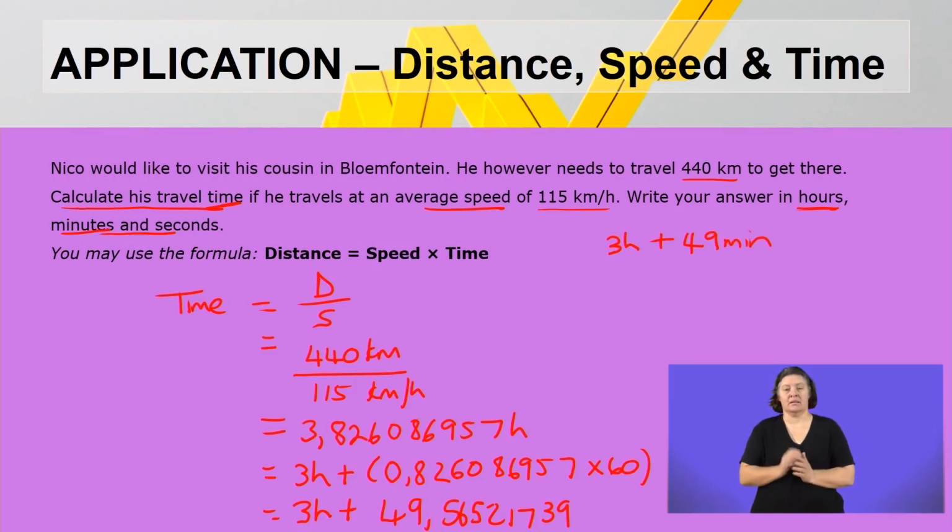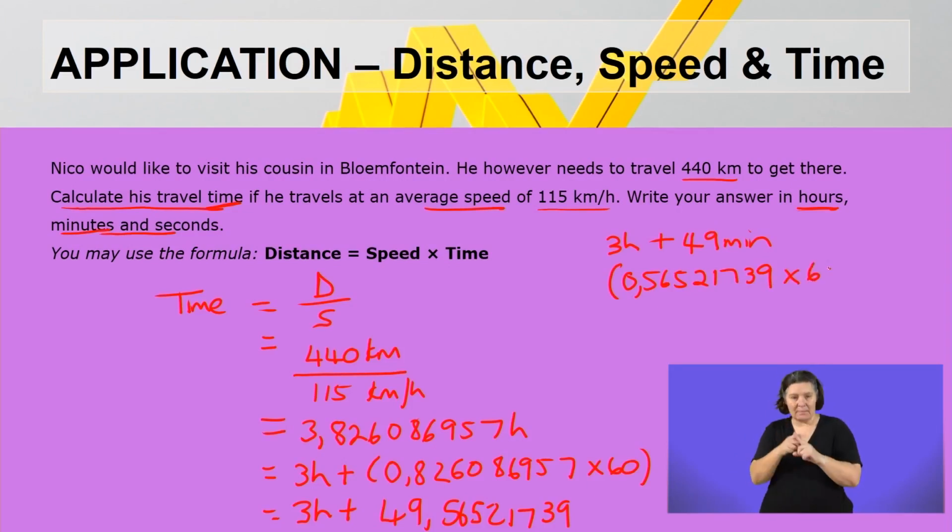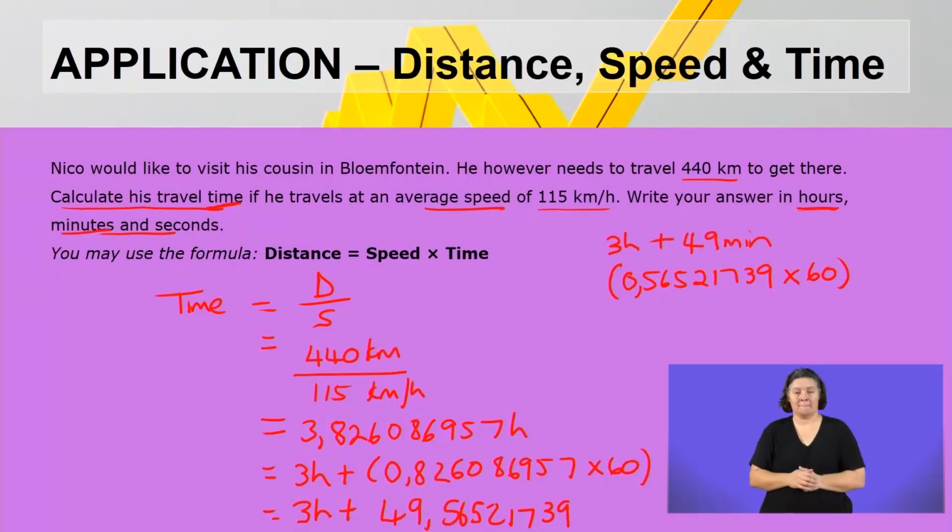All right, so after that, what is left now? If I take the 49 minutes away, I'm left with 0.56521739. Okay, and I'm going to multiply this by 60 as well, because now I'm converting into seconds. Minus the 49 minutes, and then I times by 60. So that should give you, if you complete this calculation here, it gives you 33, and that is seconds.